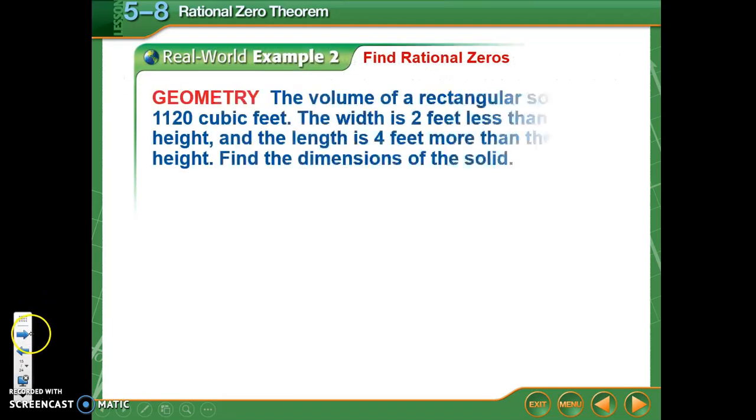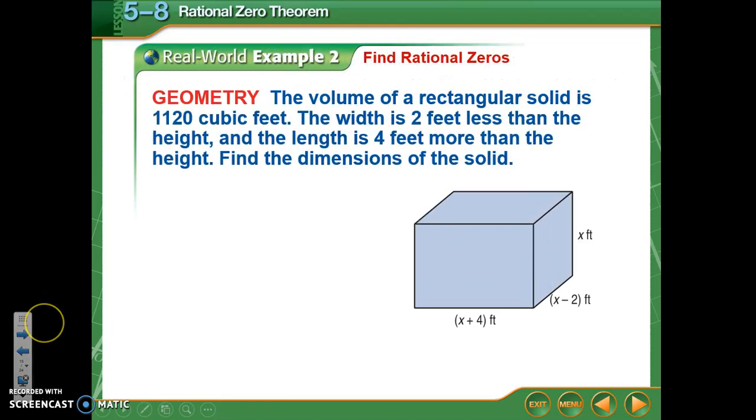So let's see what we're going to do in this first example. Here we have a geometry example, so we're going to do a real-life application. We have this rectangular prism. Its volume is 1,120 cubic feet, and the width is 2 feet less than the height. So here's my height, we called it x. The width is 2 feet less than the height, so x minus 2, and the length, which is here, is 4 feet more than the height.